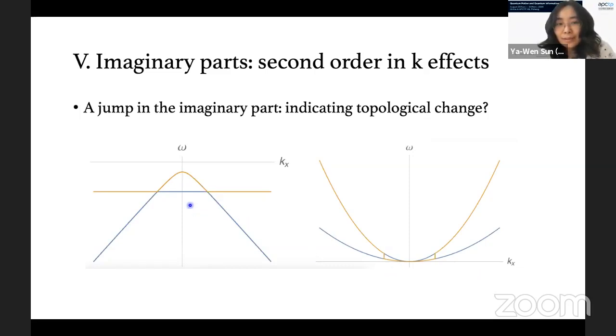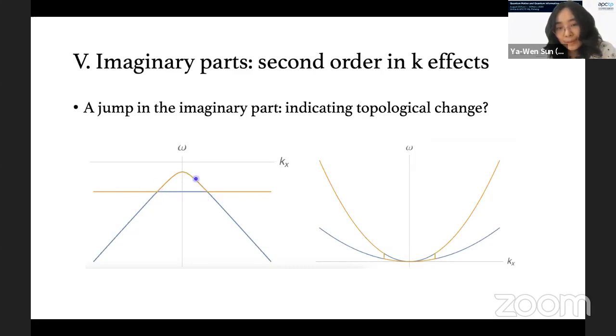This gives the imaginary part. That is a deceptive effect for the system. So this is the real part, and this is the imaginary part with K-squared fractions. For the same band, the real part has a crossing here, this orange band and this blue band.